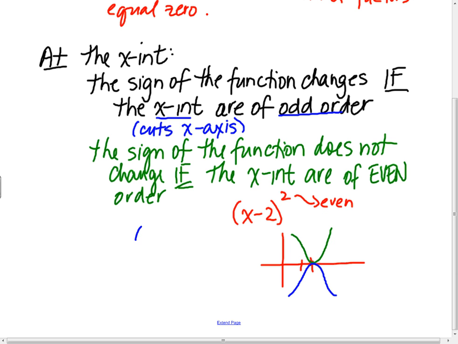I like to think of it as a turning point or a bounce, whatever makes the most sense to you.